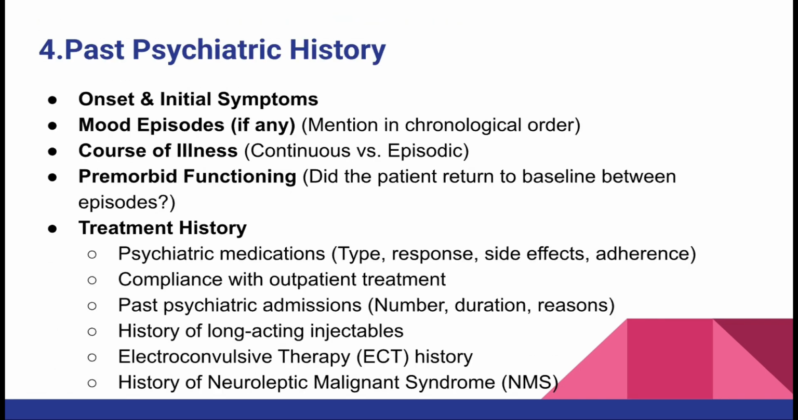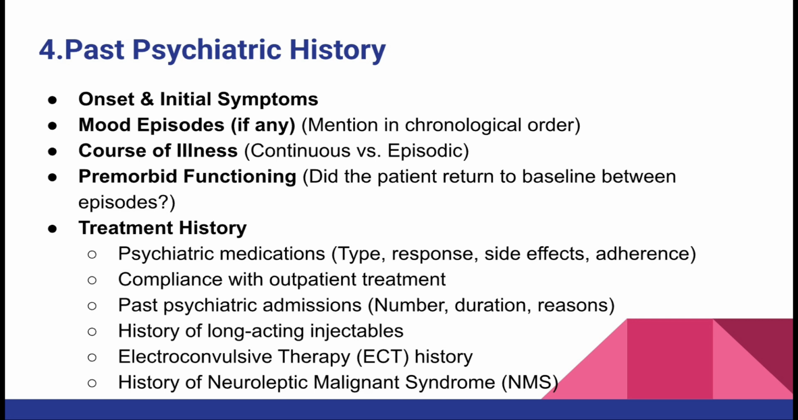In this, we ask the patient about any past psychiatric condition or symptom that he or she may have faced in their life. We ask about the onset and initial symptoms, any mood episodes that were present. We ask about the course of the illness and the pre-morbid functioning, that is, did the patient return to baseline between episodes? Finally, there are some questions about the treatment which we need to ask.